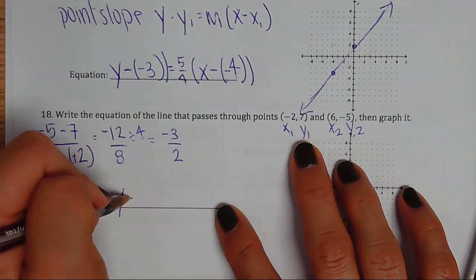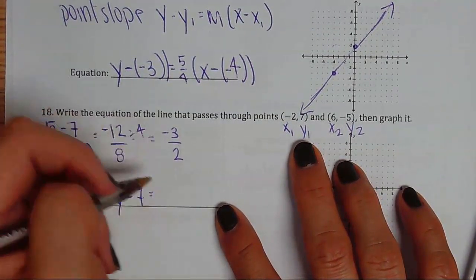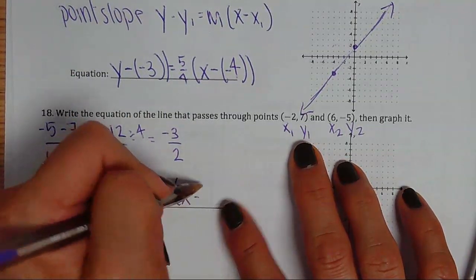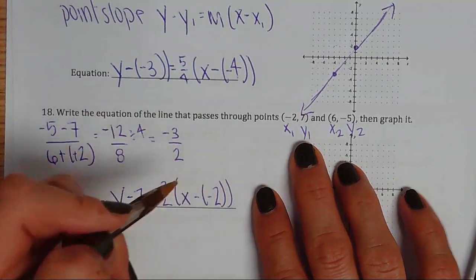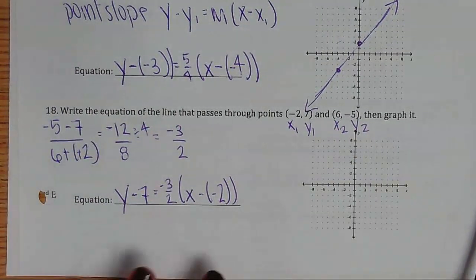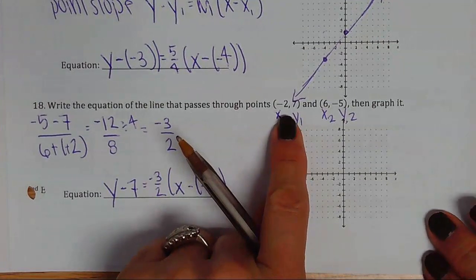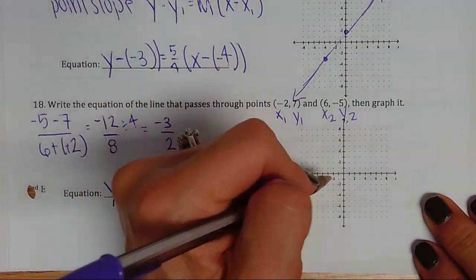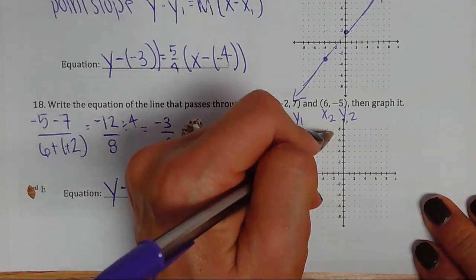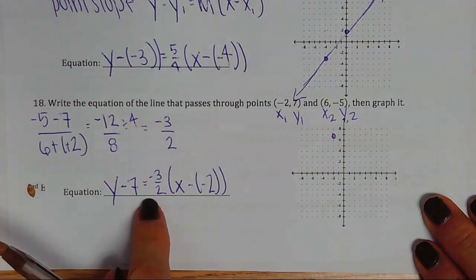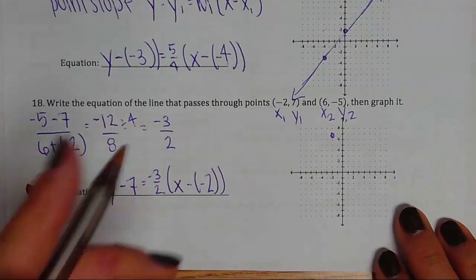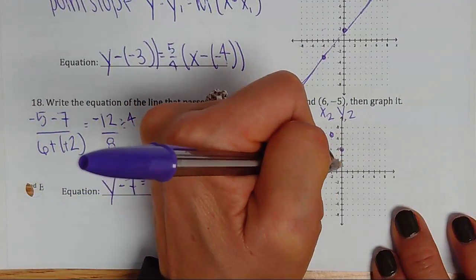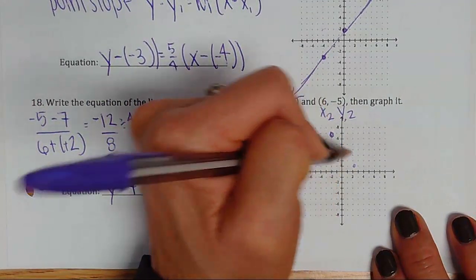So I'm going to do y minus 7 equals my slope, negative 3 over 2, parentheses, x minus negative 2. Now I can use either of these points, but I'm just going to use this one because it's what I used in my equation. So negative 2 and up 7 right here. And now looking at my slope, keep in mind it's negative, so I'm going to go down 3 over 2. Down 3 over 2.